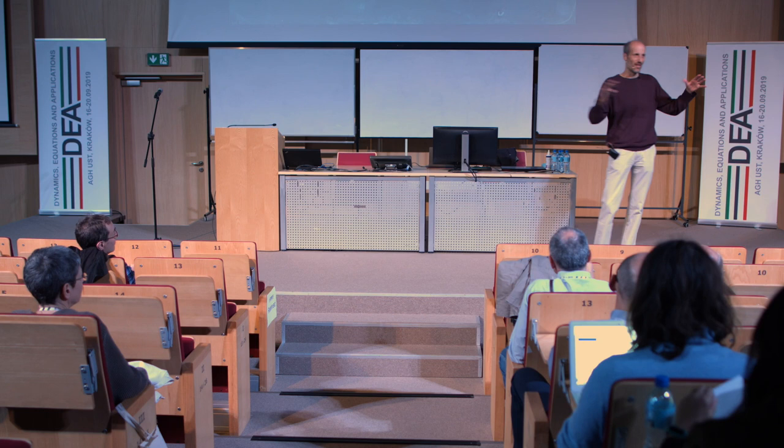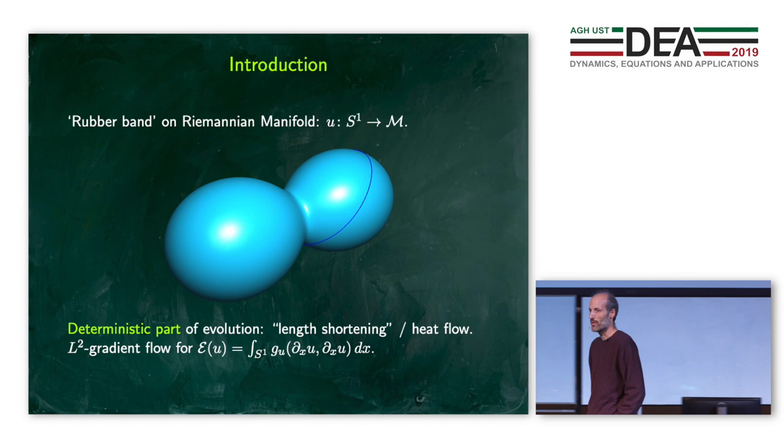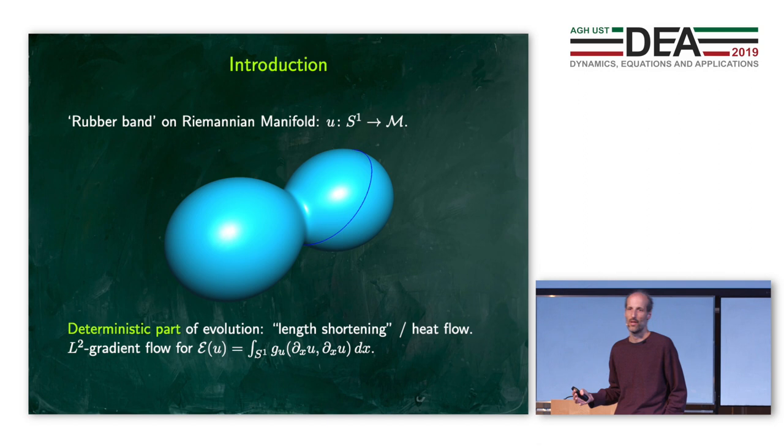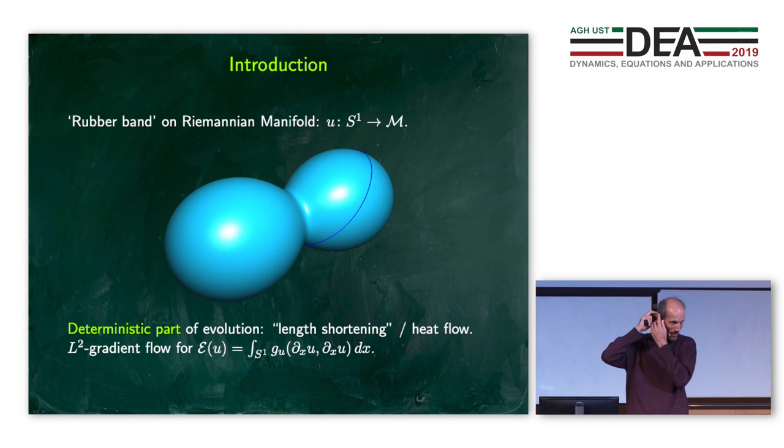The question that you start from: imagine you have a Riemannian manifold. It could be a surface, but it doesn't have to be two-dimensional. The dimension doesn't really matter. And then you imagine something like a rubber band on that manifold, so just a function from the circle into the manifold.